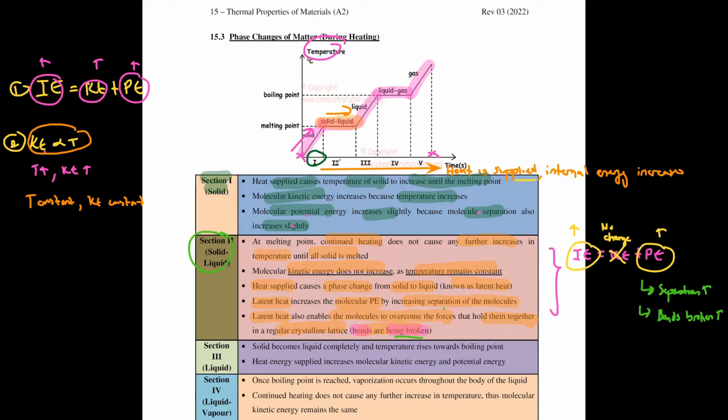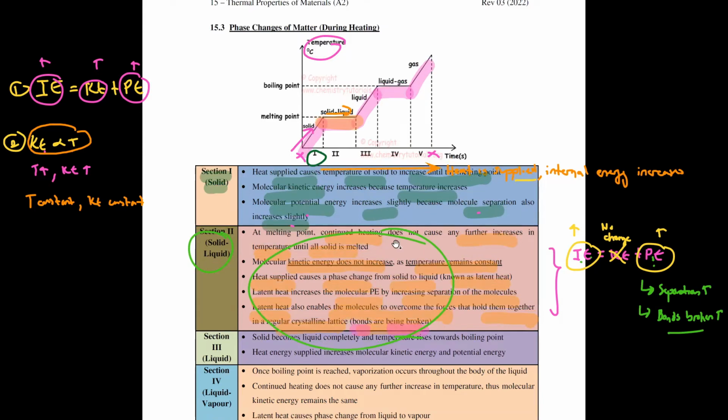Okay, when you're melting a solid, you reach melting point. At this point, temperature is constant, Ke did not change. But because you're still continuously supplying heat, you're increasing the internal energy, which means you're increasing the potential energy. So your potential energy here, if you try to relate what's happening when the object is melting, separation of molecules increases, bonds are being broken. So it's from here that you can actually infer that bonds broken causes Pe increase. Okay, so that's what you're supposed to see from here.